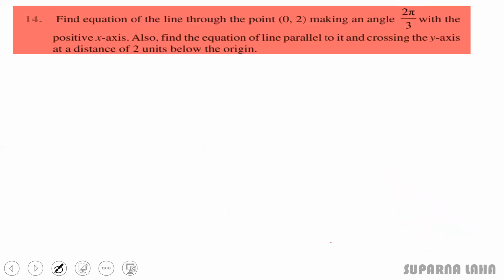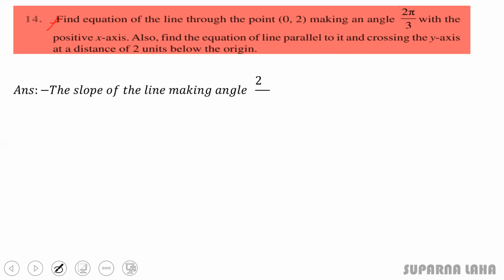Find the equation of a line through a point 0, 2, making angle 2 pi by 3 with the positive x-axis. Find the equation of the line parallel to it and crossing the y-axis at a distance 2 unit below the origin. So firstly, talk about the first part. The angle is given and a point is given. So we can use the slope point form, right?